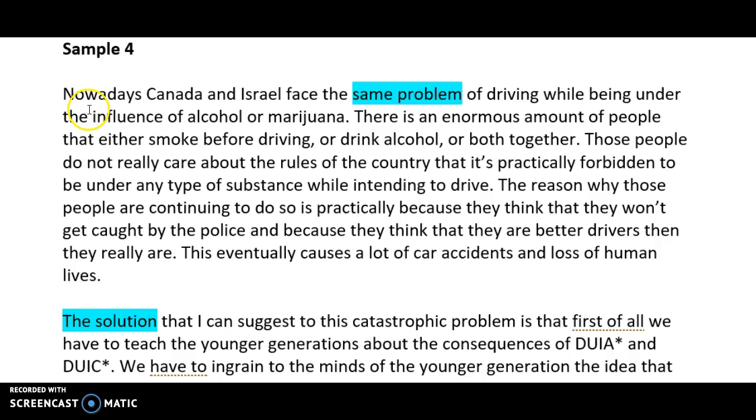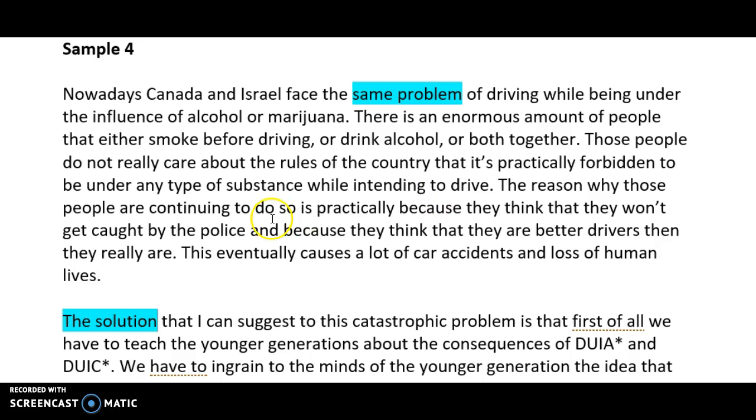So let's look together. Nowadays, Canada and Israel face the same problem of driving while under the influence of alcohol or marijuana. There is an enormous amount of people that either smoke before driving or drink alcohol or both together. That's supporting the idea of driving under the influence. Those people do not care about the rules of the country, that it's practically forbidden to be under any type of substance while intending to drive.